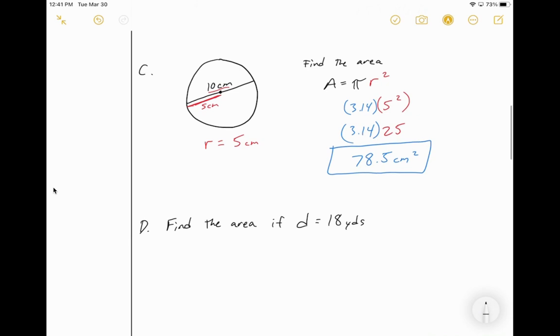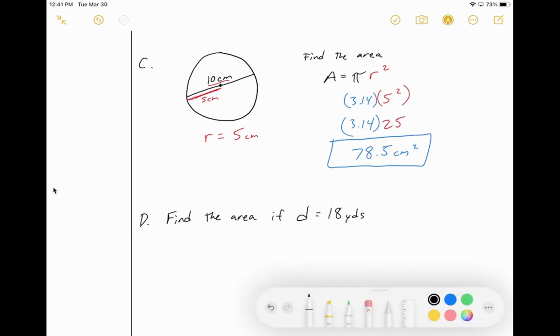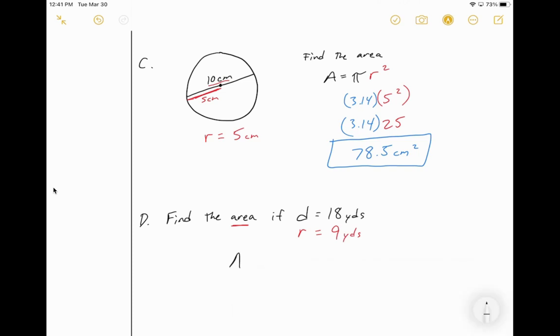All right, very good. So again, the important thing is this. If I'm talking about area, I don't need diameter, I need radius. And if the diameter is 18, the radius, remember, is half of that. So it's going to be 9. And if we start with 9 yards, then we know what we can do. We can just put it in the formula. Area equals pi r squared.